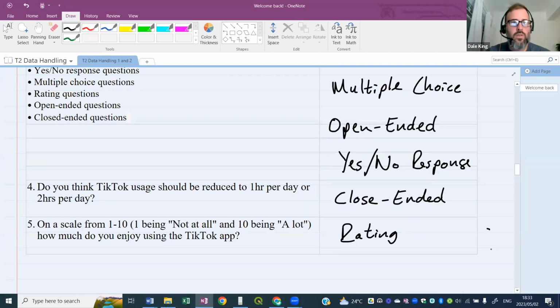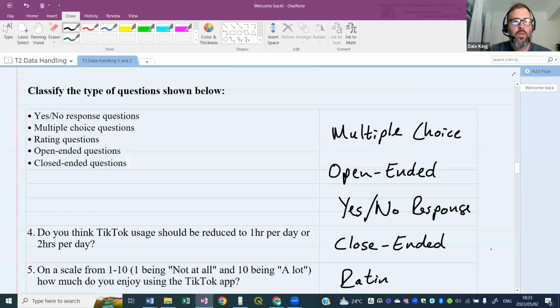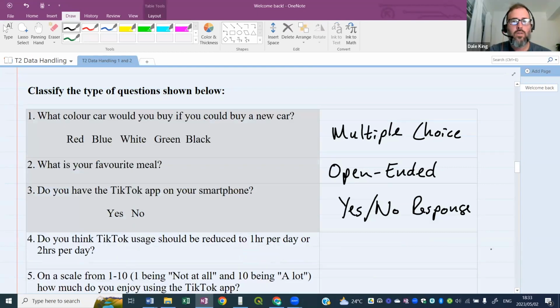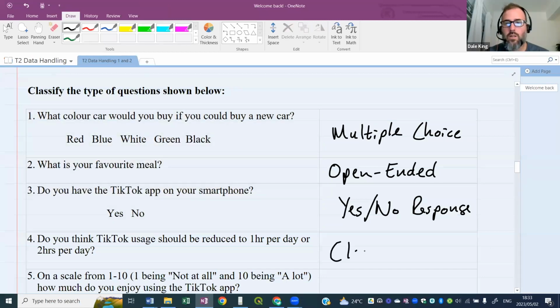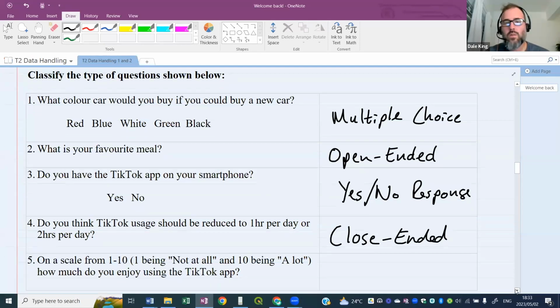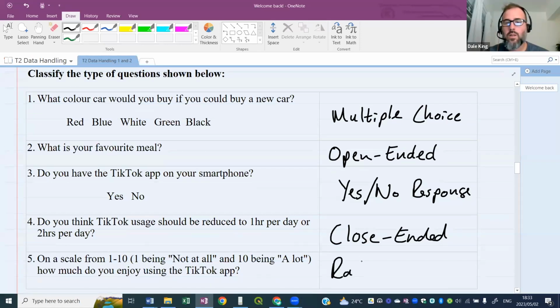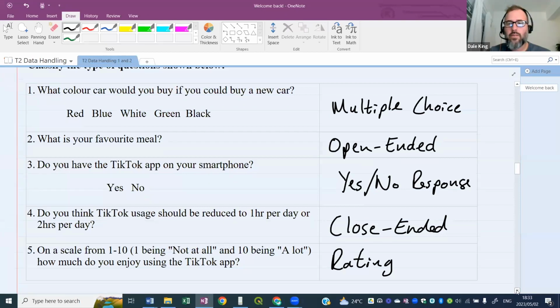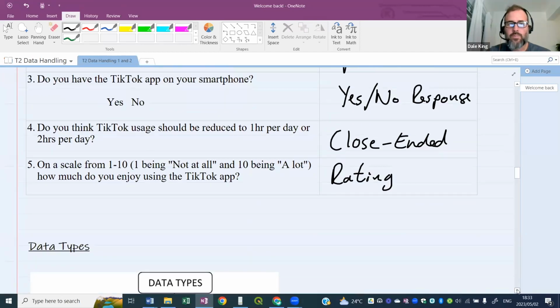So these are all the different types of questions. I'm going to quickly press undo here, and I'll write that back in, and then I'm going to show you them all together and see all the answers, and you can take a screenshot if you want. So we said this one here was close-ended. And we said the last one, number 5, was rating. Okay, so those are all the 5 types of questions that we can get. And each one has its strengths and its weaknesses. All right, let's move on.